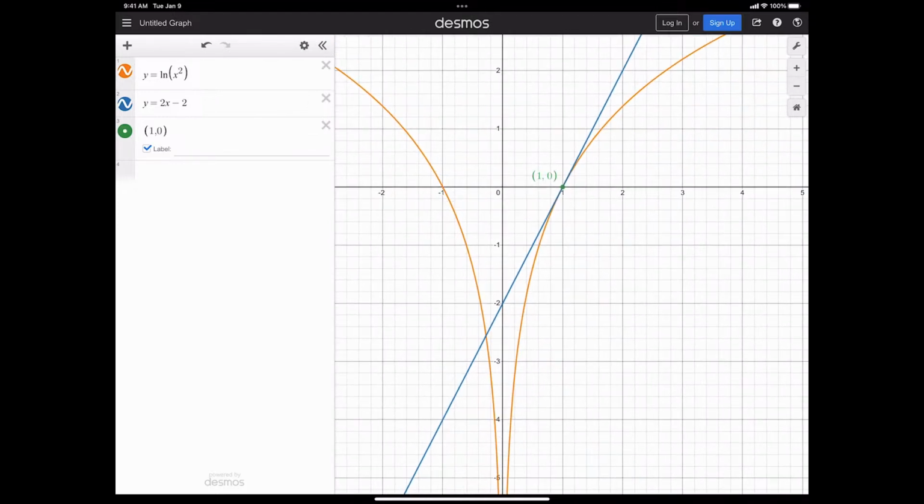So take a look, ladies and gentlemen. What do you guys have there? The curve in orange is the curve natural log of x squared. Okay. The point (1, 0) is green on the curve. Y is 2x minus 2. Isn't that the tangent at the location? And blue. Okay. So there you go.